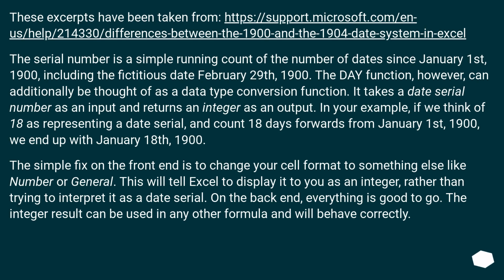The simple fix on the front end is to change your cell format to something else like Number or General. This will tell Excel to display it to you as an integer, rather than trying to interpret it as a date serial. On the back end, everything is good to go. The integer result can be used in any other formula and will behave correctly.